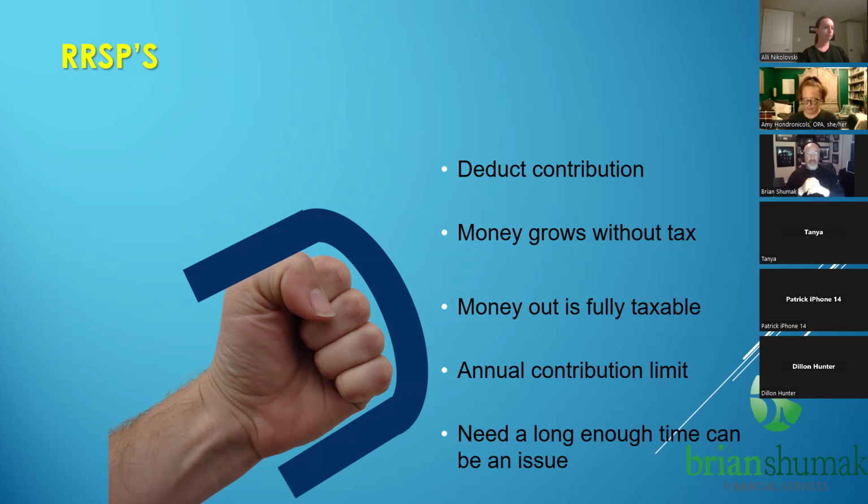There is a limit because otherwise everyone would throw even more than they already do into RSPs. And so you have an annual contribution limit. That's 18% of your prior year's income up to the maximum of that year. Presently, it's around $27,000, and you need to be earning approximately $190,000 in order to hit that maximum.